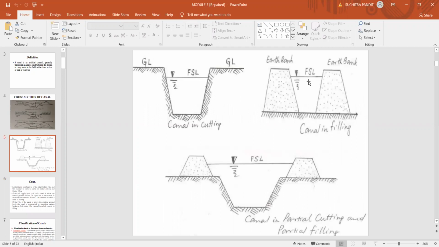ground level. If the full supply level is above the ground level, then it will be in partial canal infilling. And in some cases you need a cut also in the ground level, and in order to maintain the full supply level, you have to have two earthen embankments on both sides.